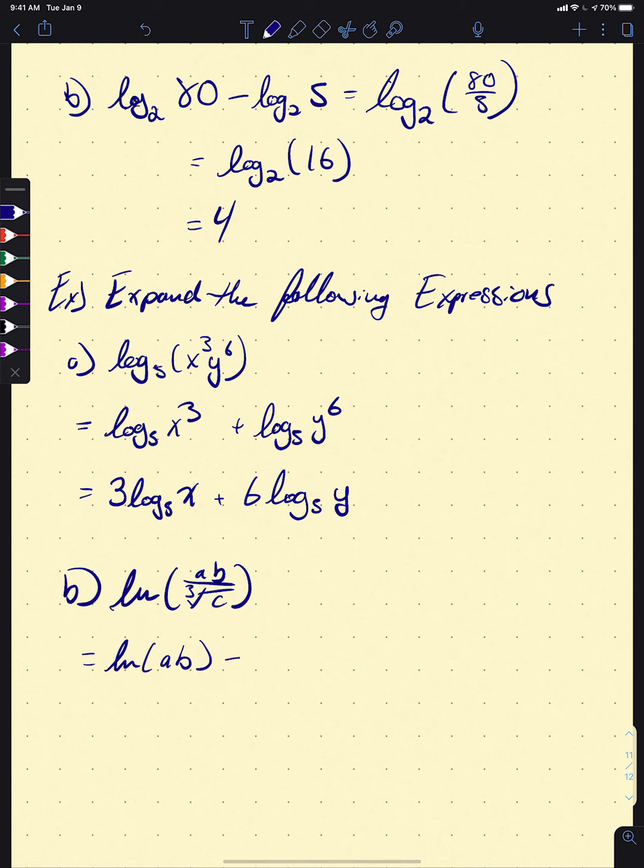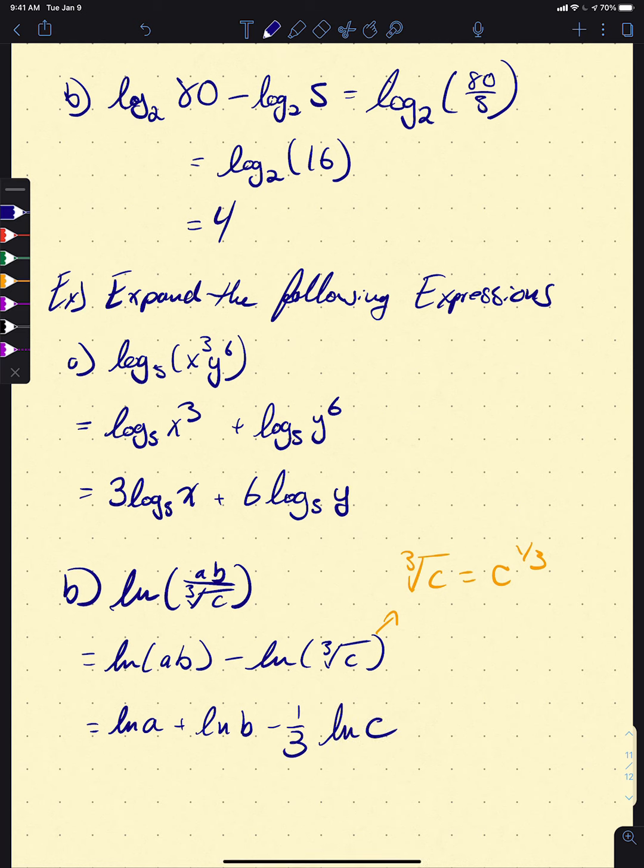So it's the natural log of AB minus the natural log of the cube root of C, right? But the cube root of C, note, is C to the 1/3. So I can take that 1/3 and move it out. And additionally, I can expand out this product into natural log of A plus natural log of B minus 1/3 times the natural log of C, okay?